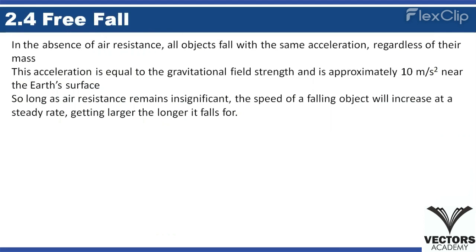Free fall. In the absence of air resistance, all objects fall with the same acceleration, irrespective of their masses. This acceleration is equal to the gravitational field strength and is approximately 10 meter per second square. So long as air resistance remains insignificant, the speed of the falling object will increase at a steady rate. That means it gets larger the longer it falls.